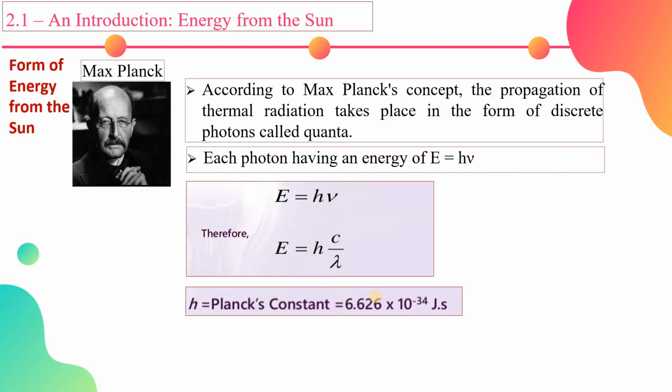A decade later, it was Planck who introduced the revolutionary concept that would lead to the dual nature of light. According to Max Planck's concept, the propagation of thermal radiation takes place in the form of discrete packets called quanta, and each photon has an energy E equals h nu. As we can see in the equation for energy, small h is Planck's constant. Planck was trying to explain the phenomenon of black body radiation, for which classical physics couldn't account for the observed energy distribution of this radiation.